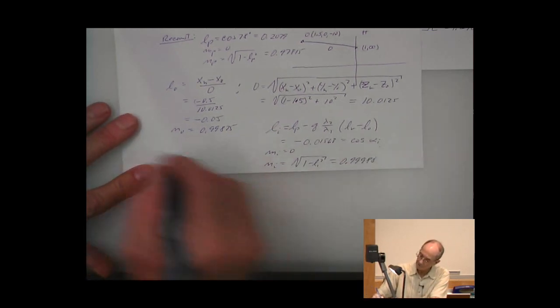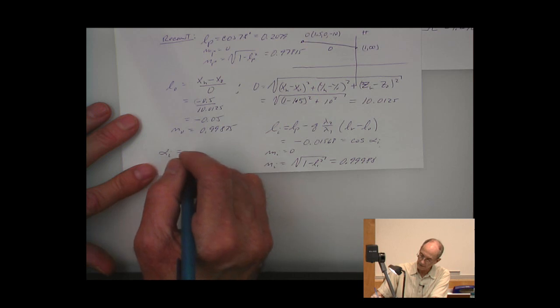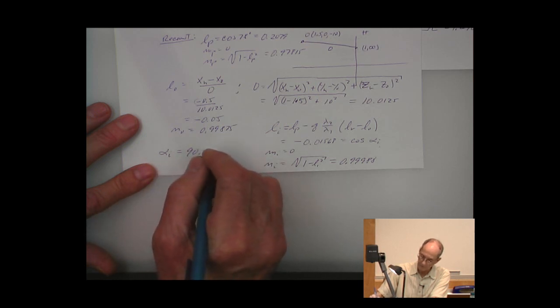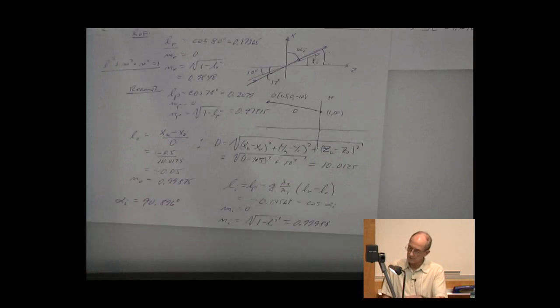All right, so alpha I here, alpha I is a pretty large angle. I got that's equal to 90.896 degrees. Okay, so the second part of this question is you have this ray which diffracts.